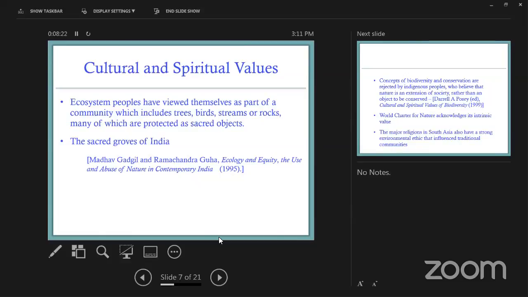And for example, Ramachandra Guha and Madhav Gadgil talk about the sacred groves of India, where they say the acreage of these sacred groves is actually greater than the acreage of modern protected areas. So these are the kind of examples, the way we view wildlife, the way we view wild creatures. These cultural and spiritual values still do prevail to a great extent, though perhaps we are losing those values.